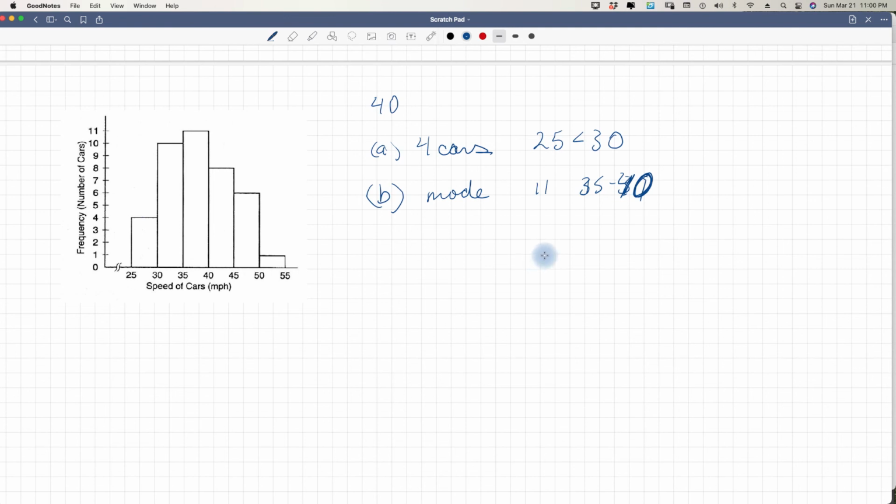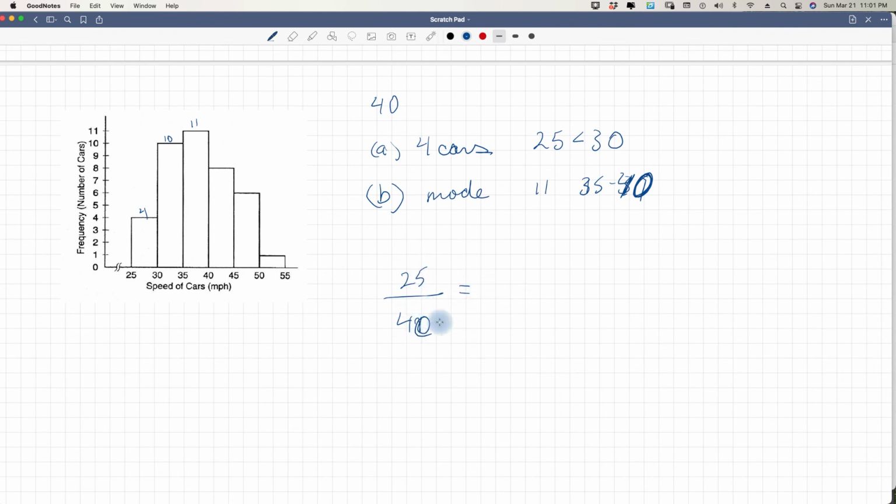And then it asks us what percent of cars drove at a speed less than 40 miles per hour. Okay, well, this is 35 to 39. So there's 11 here. This is less than that. There's 10 here. And there's 4 here. So we just add all these up. 11 plus 10 plus 4. That's going to be 25 cars. So we know we had 40 cars total, right?